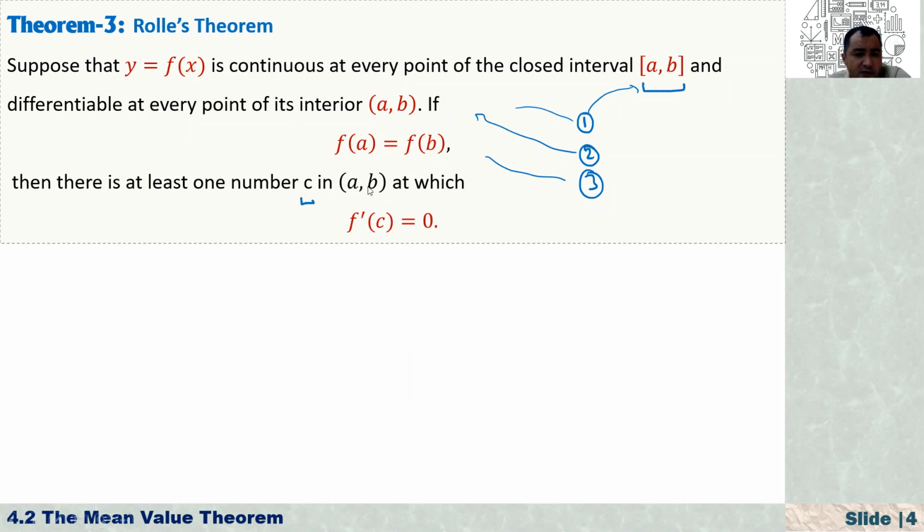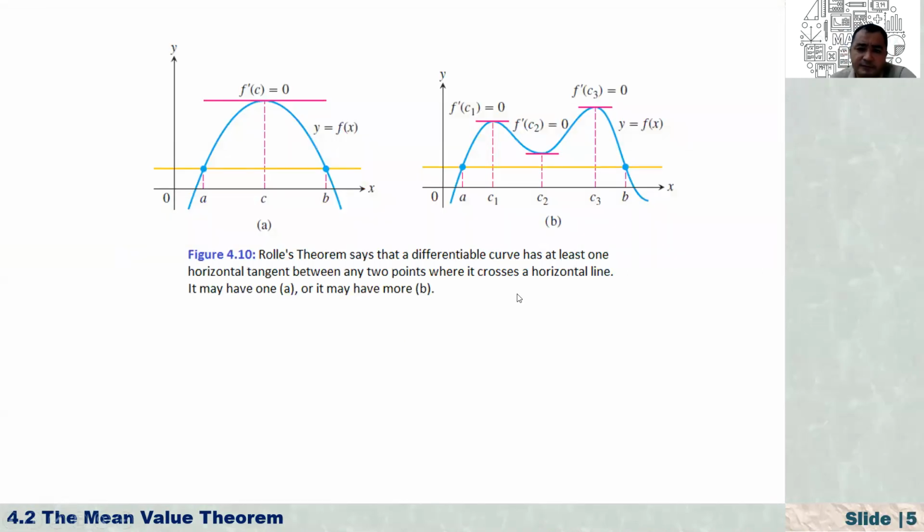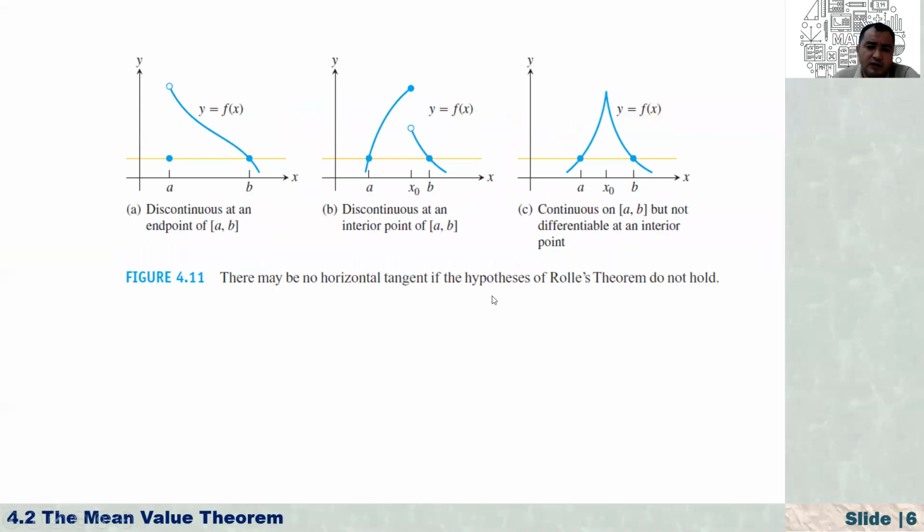Now, what happens if one of these conditions fails? For example, let's say it is continuous everywhere, but at one endpoint it is not continuous. Then we cannot use this theorem, because the first condition does not hold here. It must be continuous over the closed interval. But in the first case, it's not continuous at a. And that's why we don't have any point where the derivative of the function is 0. Or simply, you cannot draw any horizontal tangent to the curve over the interval AB.